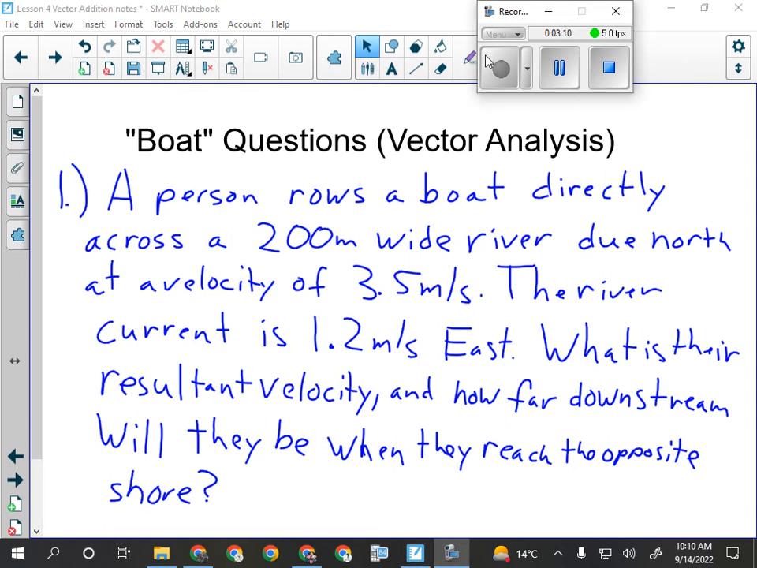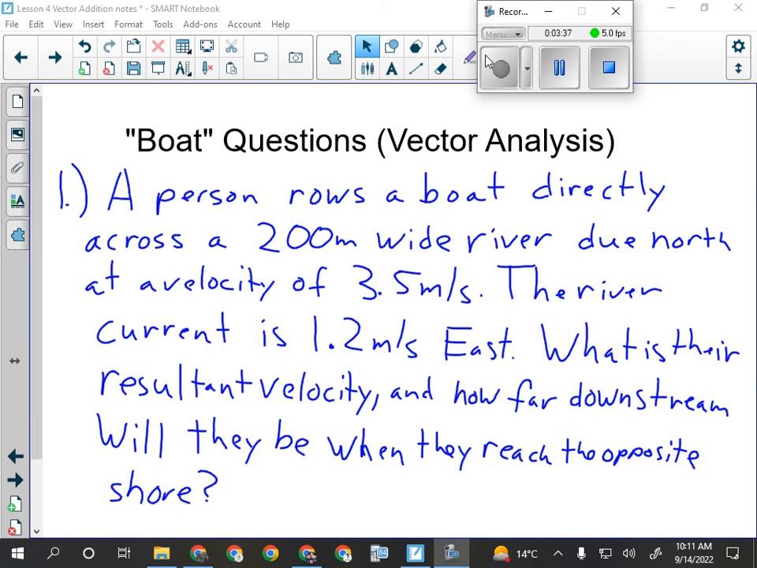So, as we read this question, we have to understand what it's telling us. The first part is the part that people sometimes misunderstand. It says, a person rows a boat directly across a 200-meter wide river. If I point the boat to a point straight across the river and start rowing, is that where I'm going to end up? No. If I want to end up at that spot, I need to start upstream. I need to angle upstream.